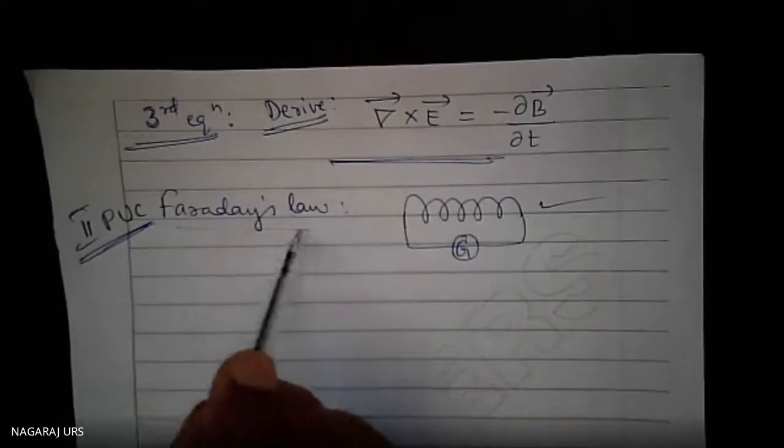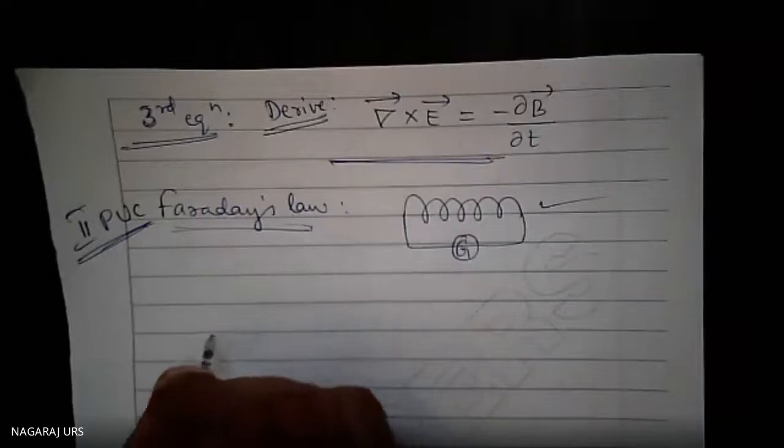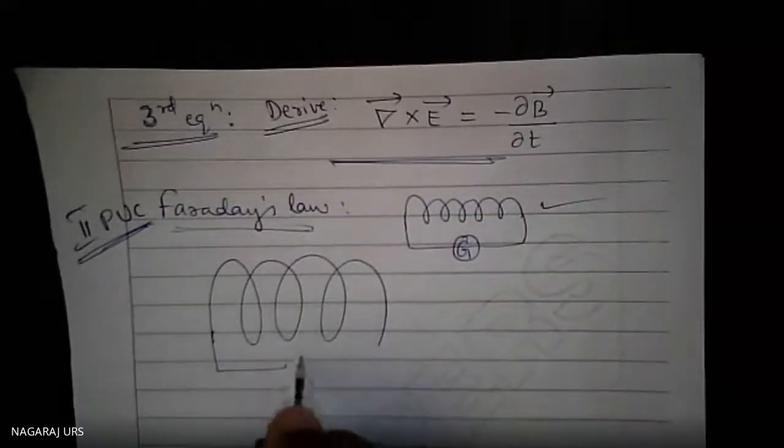What does this Faraday's law state? It states that if you choose a coil like this, a coil connected to a galvanometer.